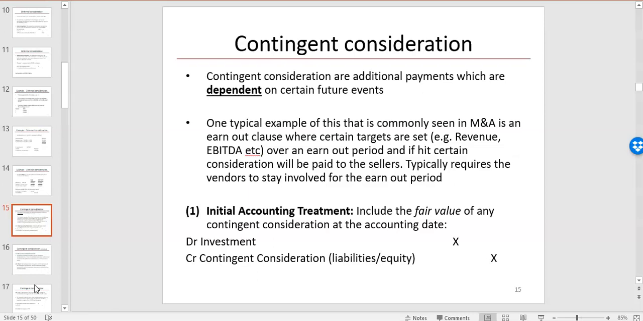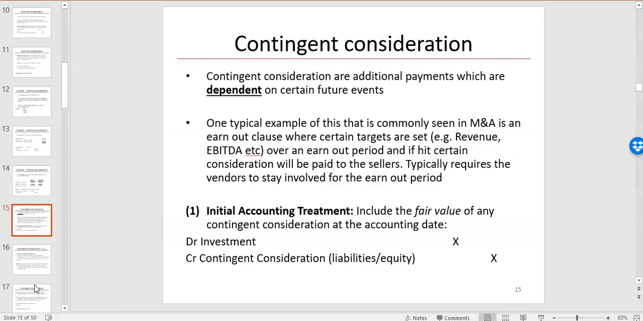hit certain profit targets. So you're keeping that transition, you're keeping the management team there to keep everyone happy, you're allowing a smooth transition, and you're also incentivizing them to perform well by saying you can qualify for extra money if you earn certain targets. So this consideration is not guaranteed, but it is a possibility. So it's contingent on something happening.